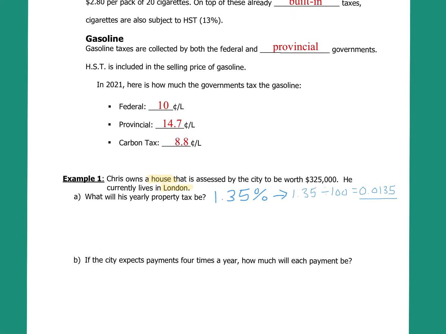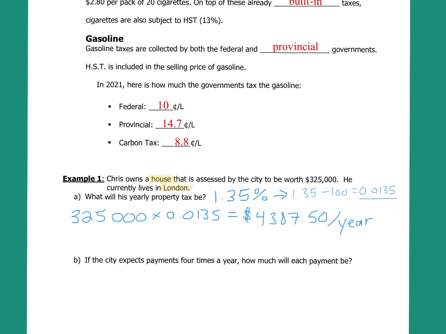Now we're going to take what his property is worth, which is that 325,000, and multiply it by our decimal, 0.0135. When we do that, we get a grand total of $4,387.50. That's how much tax he's going to be paying for his property in 1 year, so per year.